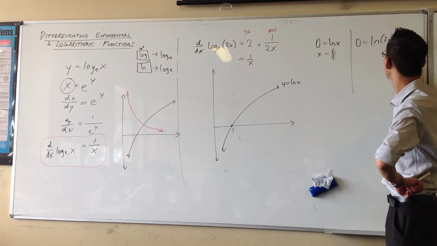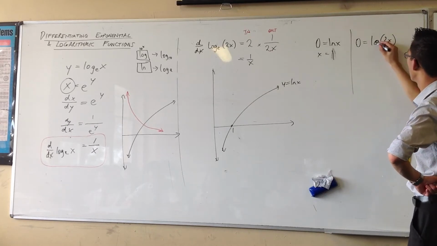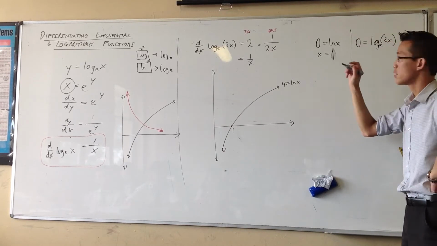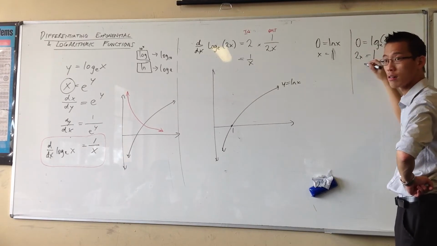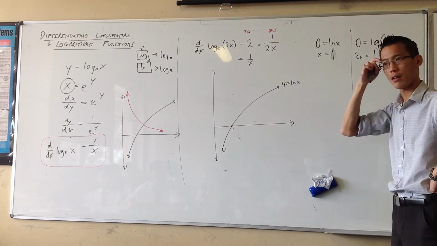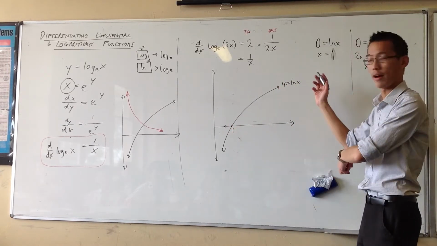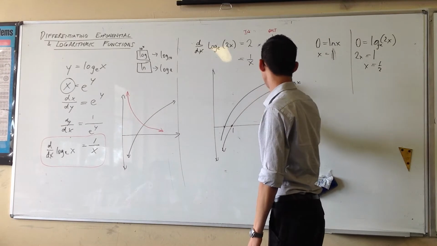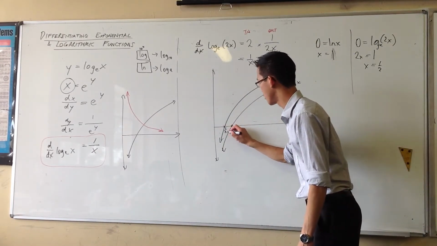Now, if I compare that to log of 2x, where's the intercept for log of 2x? 2x is equal to e to the power of 0, which is 1, so you're like, oh, it's a different spot. It's a half there, and you can plot a few more points, and what you'll get is this kind of shape, and that's at a half.